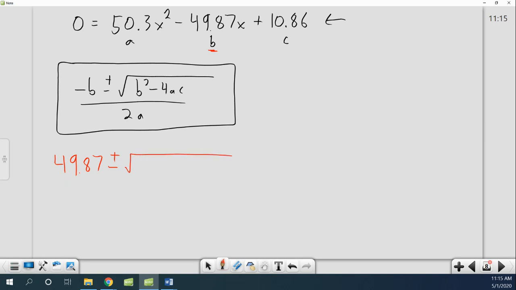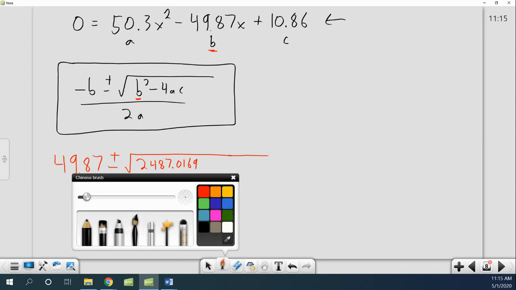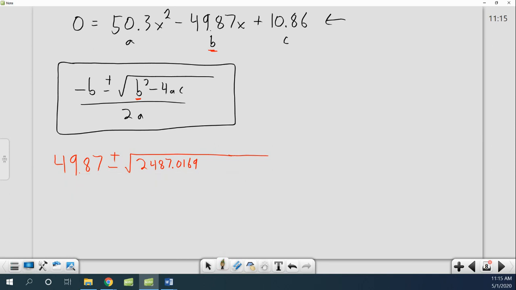The square root of, all right, I'm going to skip some steps here. What is b squared? Well, negative 49.87, you square it, and it gives you 2,487.0169. That is the b squared section. Do the next one in dark green here. Minus 4 times a times c. So I'm just going to write the minus, and then I'm going to do 4 times 50.3 times 10.86.